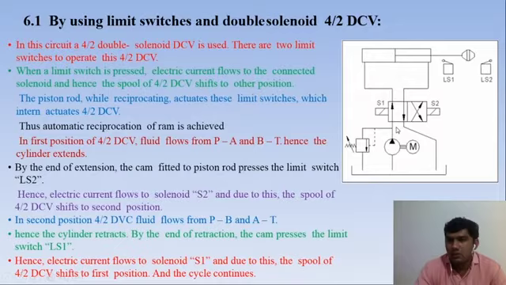Number of ports is 4: 1, 2, 3 and 4. Two positions. In the first position, fluid will be passed from the pump to the first side of the cylinder. In the second position, fluid will be passed from the pump to the second side of the cylinder. So we can also operate by automation.